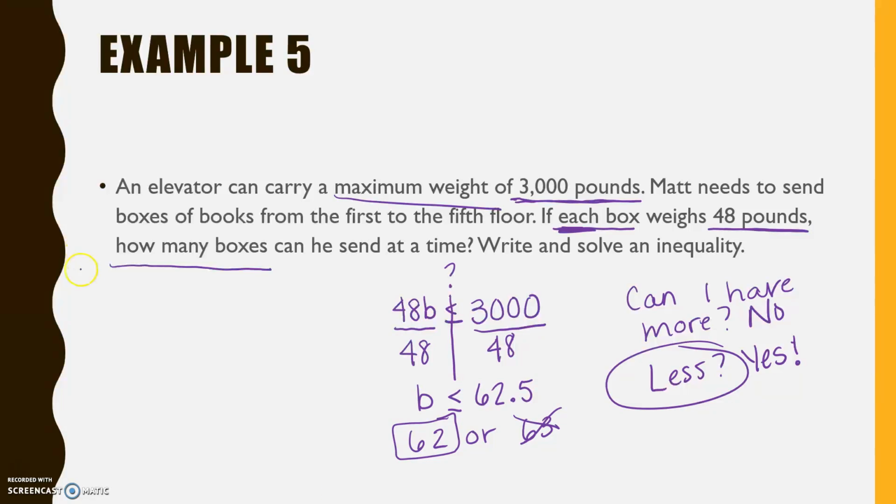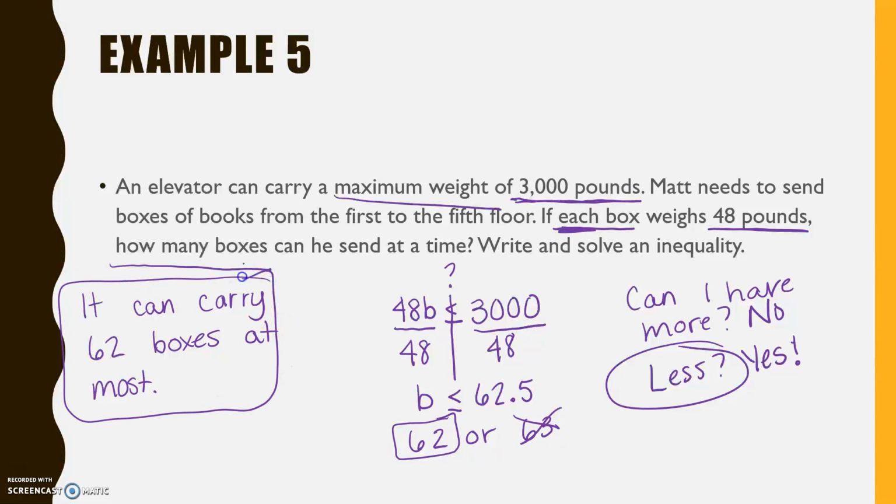So we have to write our sentence. It can carry 62 boxes. And I'm going to say something like at most. You could rephrase that and say, Matt can send at most 62 boxes or something along those lines. As long as you're getting this idea down on paper, along with your inequality and your answer, then we're good. But when it comes to word problems, remember, we have to think, does it make sense? So that's why we had to change it to 62.